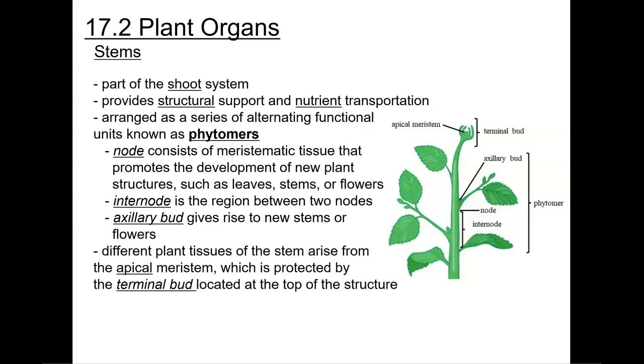An axillary bud is going to give rise to new stems or flowers. You can see the axillary bud, looking at the picture, is kind of where that stem's coming off. And then you're going to have different plant tissues of the stem that are going to arise from the apical meristem, which is going to be on the top. That's going to be protected by a terminal bud that's located on top of the whole structure.